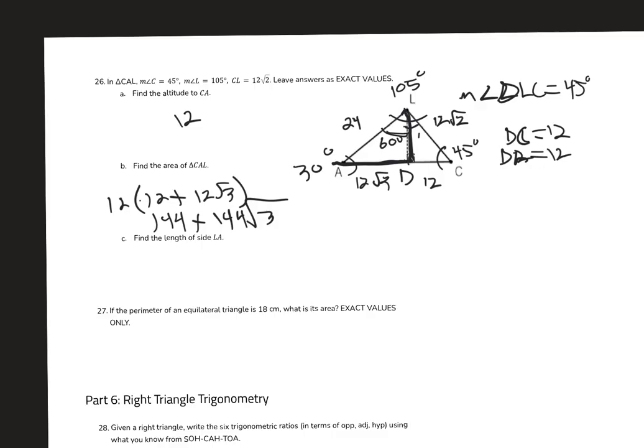And then we're also asked to find the length of side LA, which we already did, which is double this altitude here, or just 24.